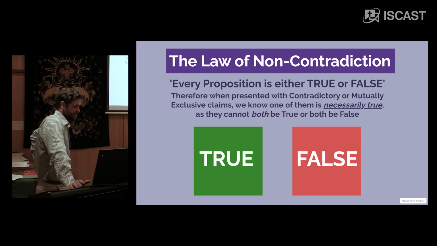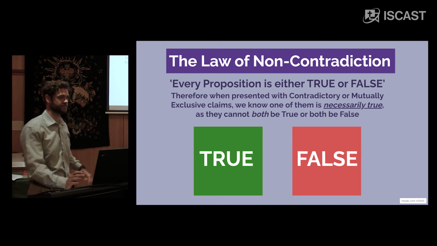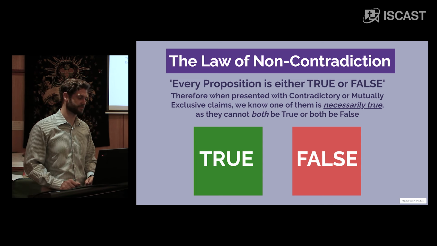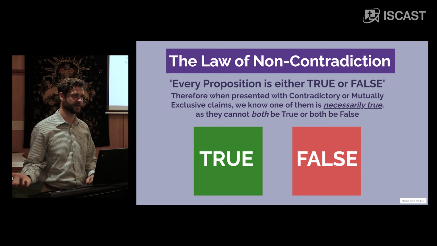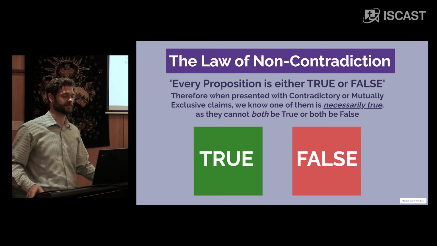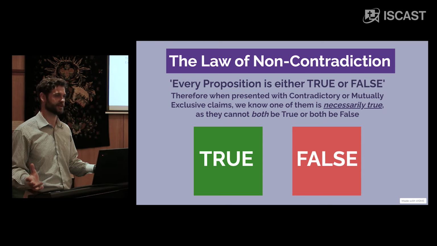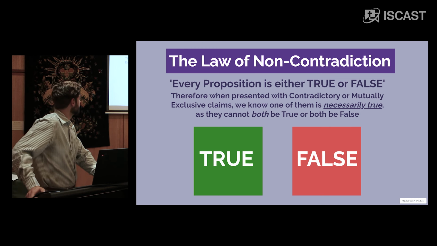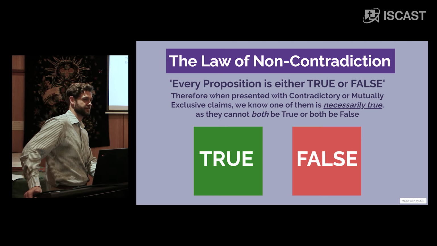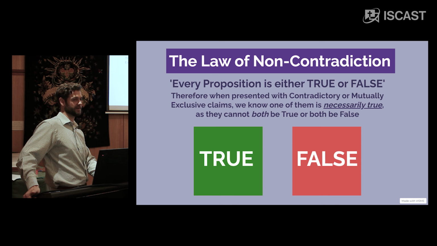So when you have a contradictory statement, it can't be both true and false. If you have the statement, it is a potato and it is not a potato, that's a contradiction in terms. They can't both be true. So if you do get to those contradictory, mutually exclusive claims, we know that one of them has to be true. Okay. If they contradict each other, they can't both be false. They obviously can't both be true, but they also can't both be false.